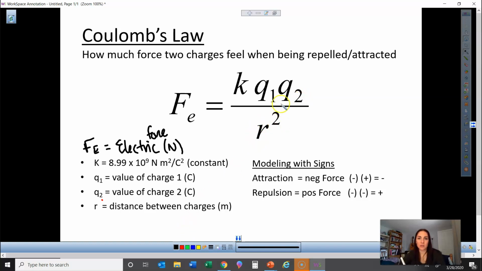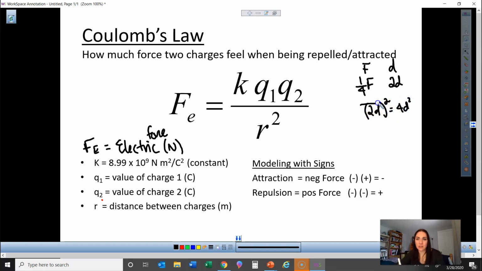Now the distance is squared, so in fact the further away you go, the lower the force, and it goes in orders of squares. If we look at force and distance, if I'm twice the distance away, then I'm 4 times weaker, because if I square 2d, 2 squared, I distribute the square, so it's 4d squared.